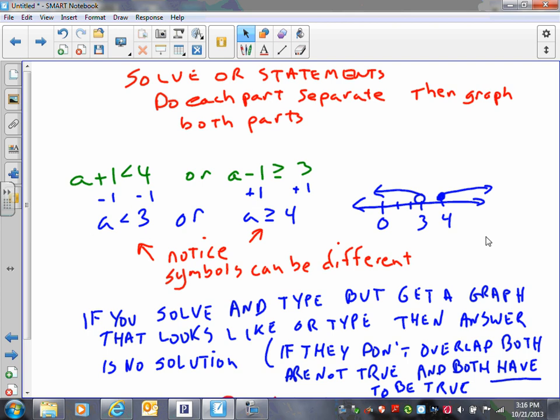So then I graph this piece. That's the 3 with a circle on it and the arrow going to the left. And I graph this piece. That's the 4 with a dot on it and the arrow going to the right.